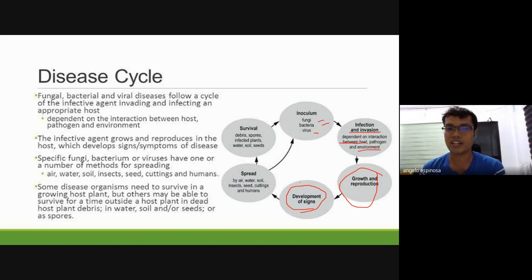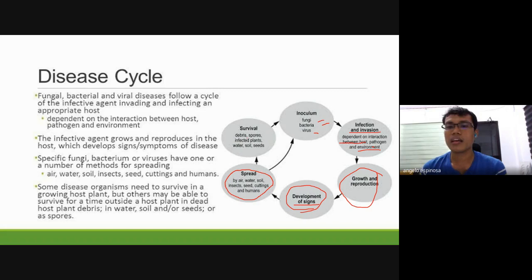So next is we have spread, no? After having a sign, magkakaroon ng spreading. So na sa spreading, doon na malalaman na magkakaroon na ng mga symptoms na yung final na infection, infected by pathogens. So by air, by water, by soil, insects, by seed cuttings or in humans. So yung mga vectors, it spreads throughout the environment.